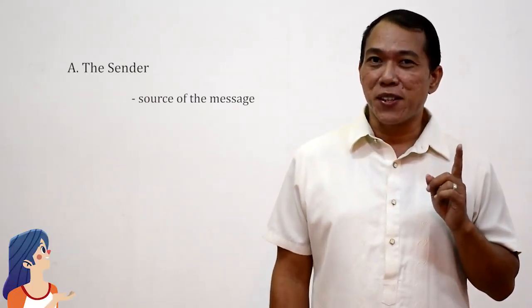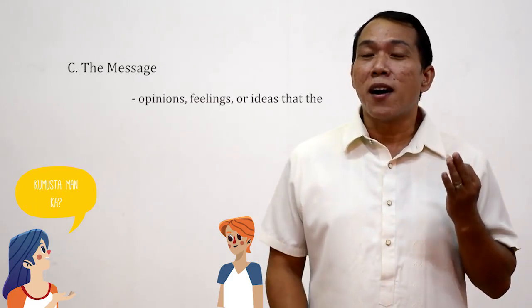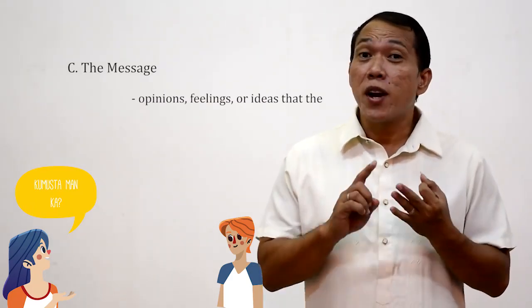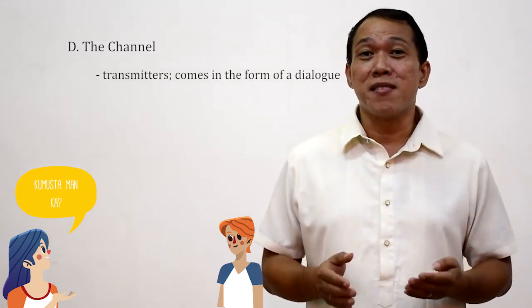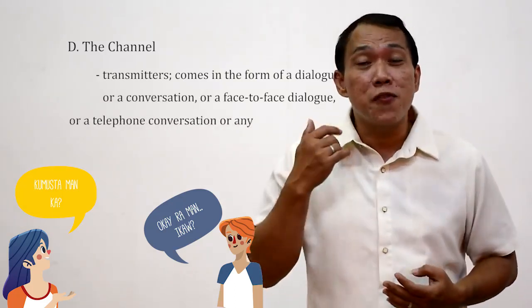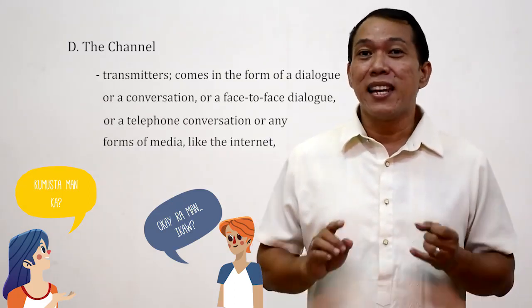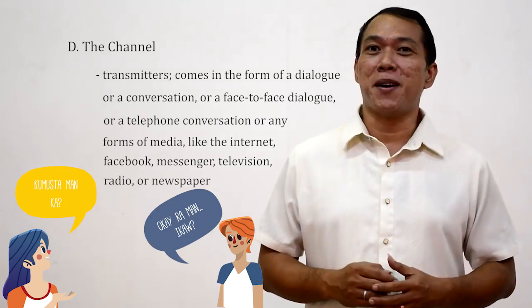Letter A, the sender. The sender is the source of the message. Letter B, the listener. The listener is the recipient of the message being sent by the sender. Letter C, the message. These are opinions, feelings, or ideas that the sender wants to share with the receiver. And letter D, the channel. These are the transmitters. These come in the form of a dialogue, a conversation, a face-to-face dialogue, a telephone conversation, or any forms of media like the internet, Facebook, Messenger, television, radio, or newspaper.